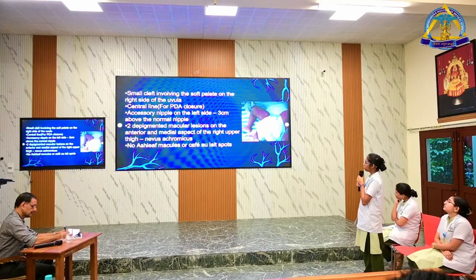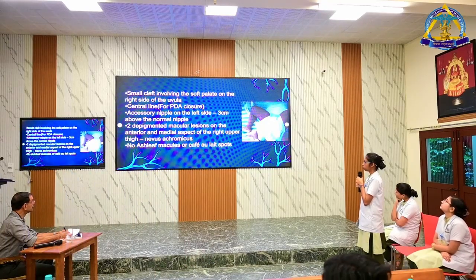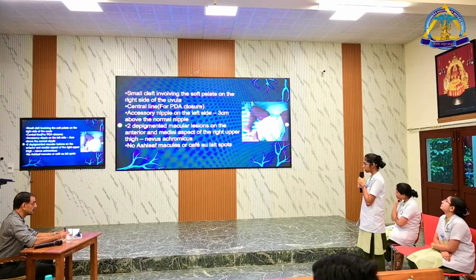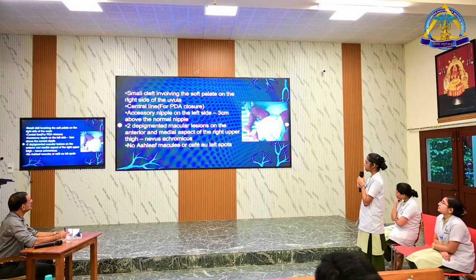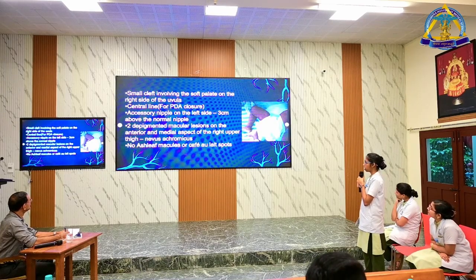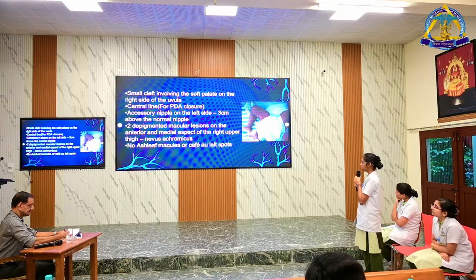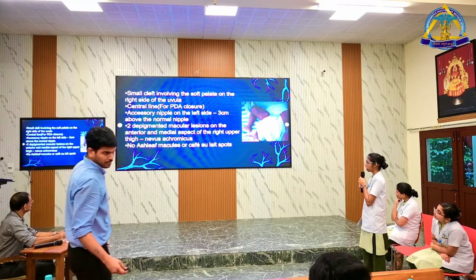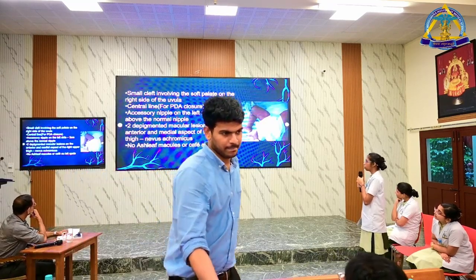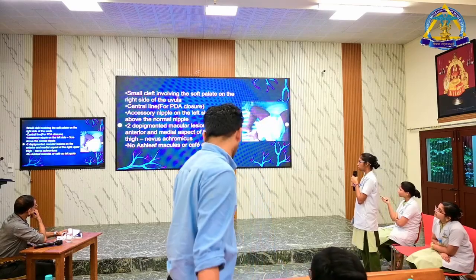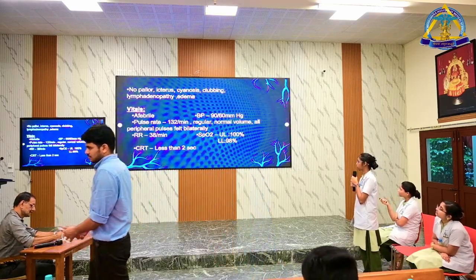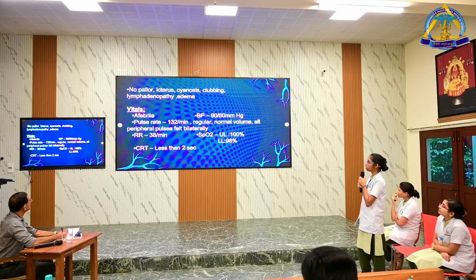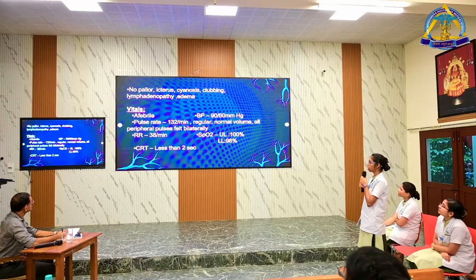Small cleft involving the soft palate on the right side of the uvula is present. Central line for PDA closure is present. Accessory nipple is present on the left side, 3 cm above the normal nipple. 2 deep pigmented mammillary lesions on the anterior and medial aspect of the right upper thigh were present, which is nevus acromitus. No ash leaf macules or capillary spots. No pallor, no icterus, no cyanosis, no clubbing, no lymphadenopathy, and no edema.